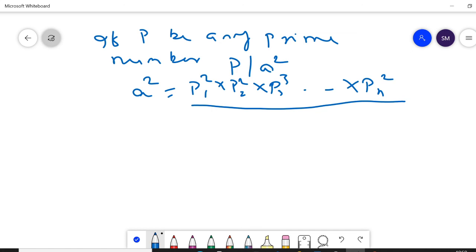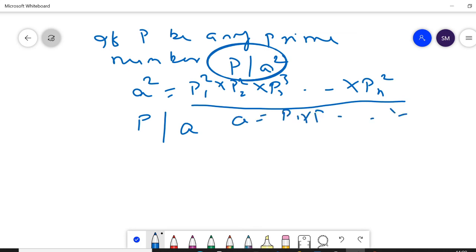Then P may be P1, may be P2, may be P3, may be Pn, anything. Then if P divides A square, then P must divide A, because A equals P1 into P2 up to Pn. So we prove the fundamental theorem of arithmetic: if P divides A square, this implies P divides A.